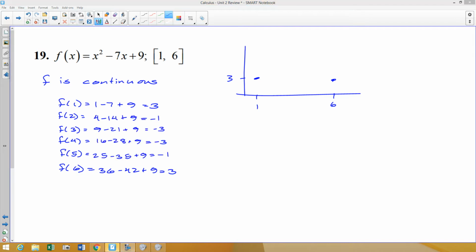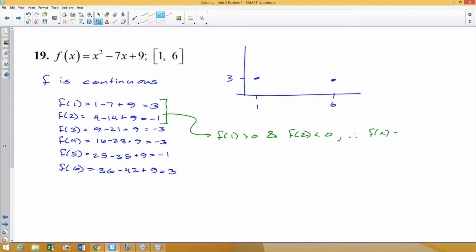There we go. So I plugged all of them in. And my very first one, right here between 1 and 2, I already got a negative, so I could have stopped there. I went ahead and found all the rest of them. But since I see that f of 1 is greater than 0 and f of 2 is less than 0, therefore we know that f of x must equal 0 somewhere on the interval 1 to 2, which is on the interval 1 to 6. So that answers the question.